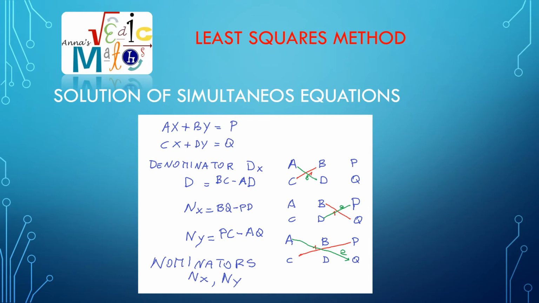The denominator is the same both for x and y. We have bc minus ad. The numerator of x is bq minus pd. The numerator of y is pc minus aq, as you see in the picture.